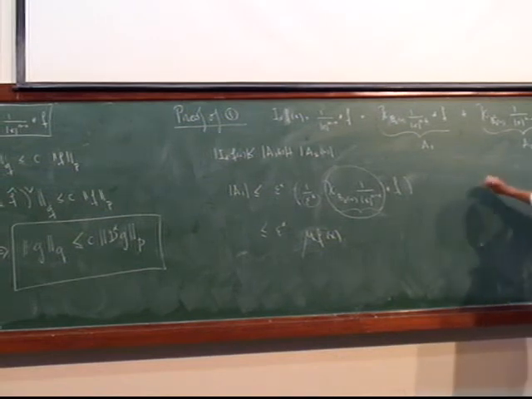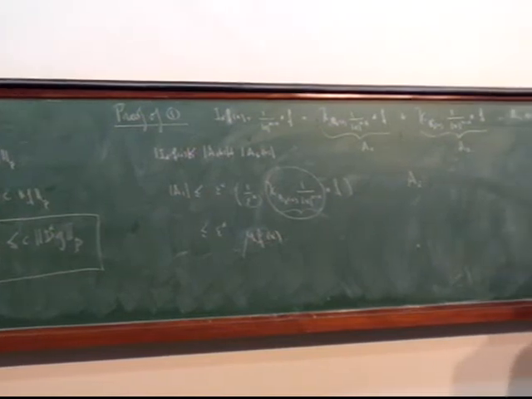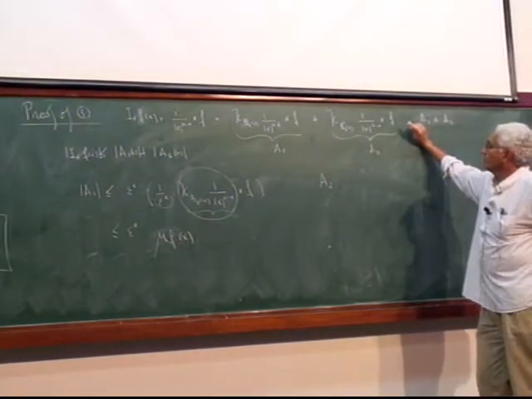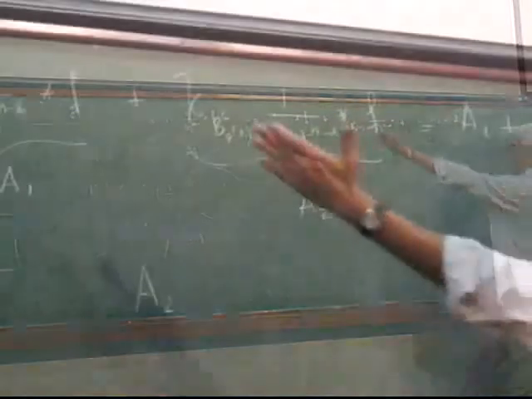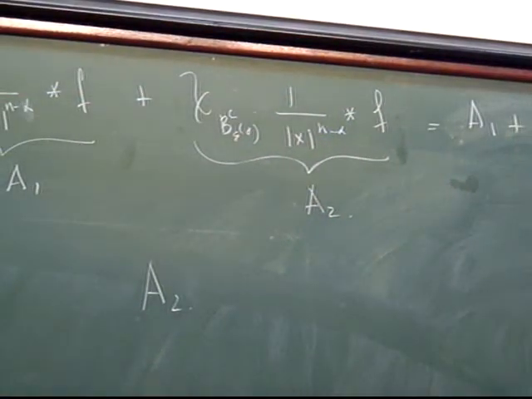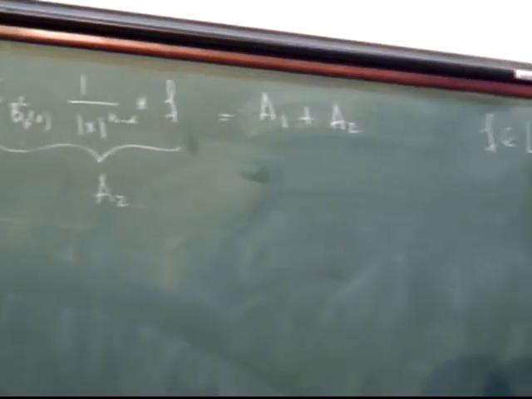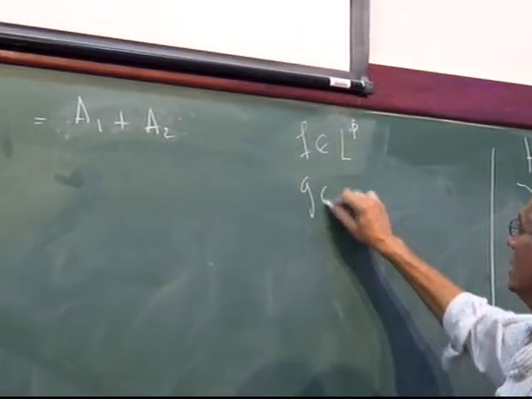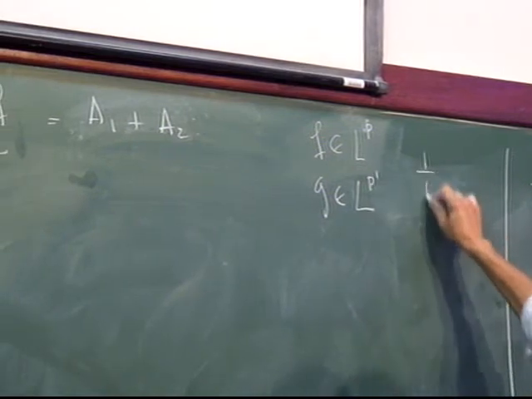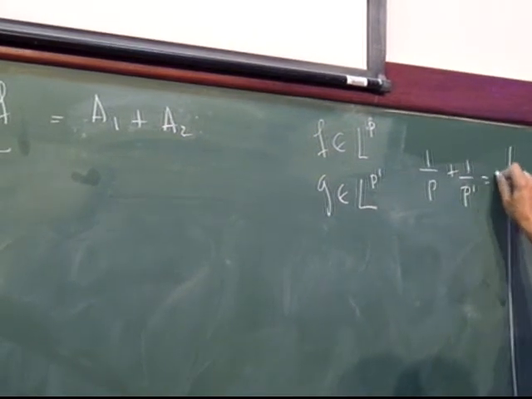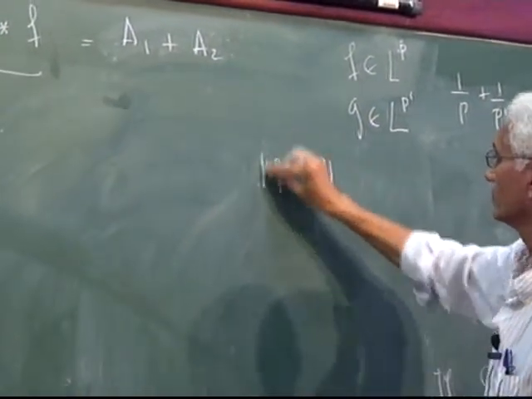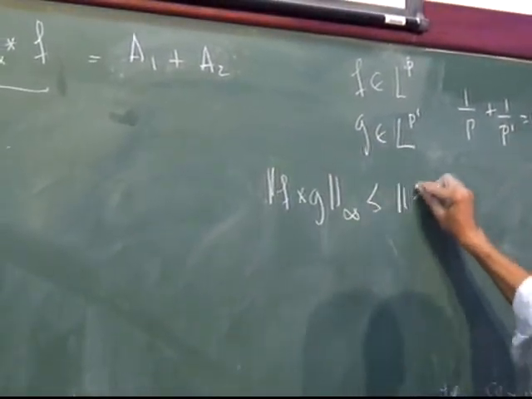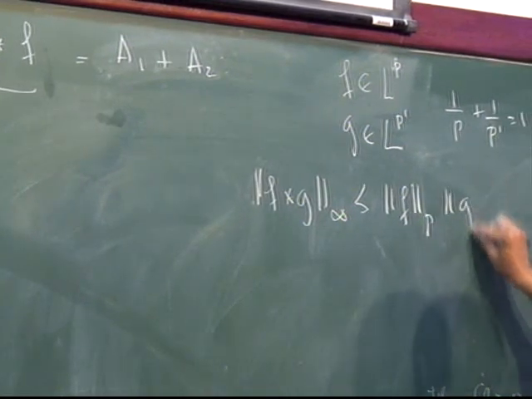What happened with A2? It is a computation that we did last time. We want to compute the L infinity norm of this, because we want to bound that. If you take f in LP and g in LP prime, with 1 over p plus 1 over p prime equal to 1, the convolution of these two is in L infinity. And you have this.